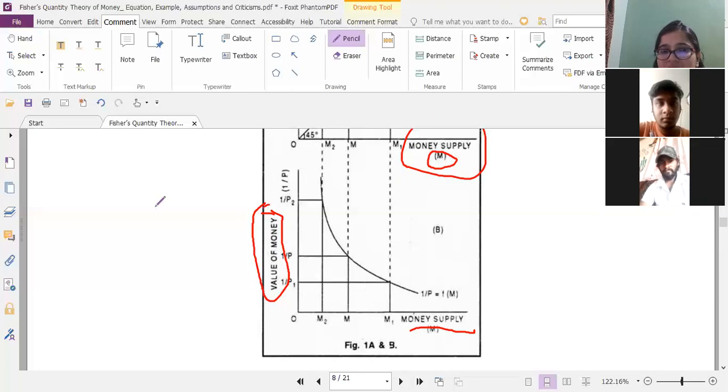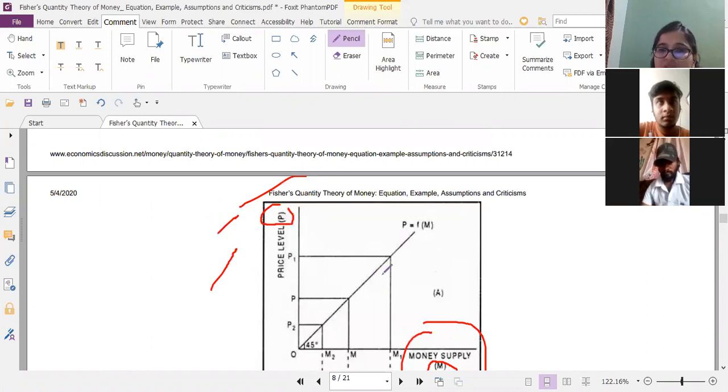Though the prices may be high, when the prices are going up, then the value of money will decrease. The actual value decreases, because our purchasing power per unit of money will decrease, right? Therefore value of money will decrease. So there is an inverse relationship. As money supply increases, the value of money decreases, right?